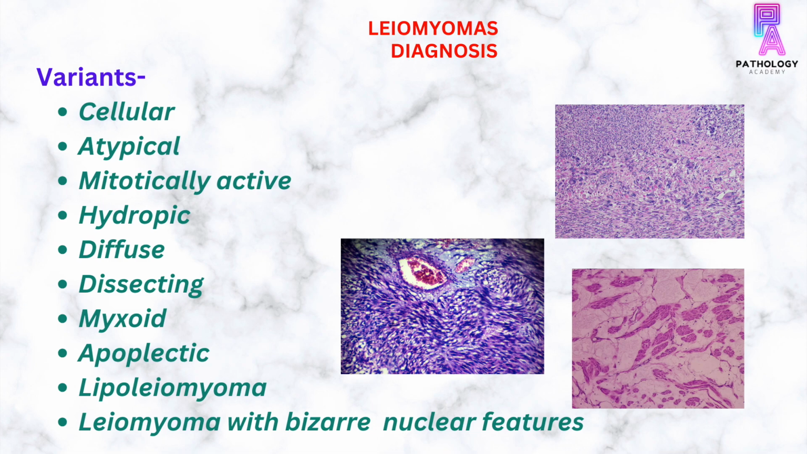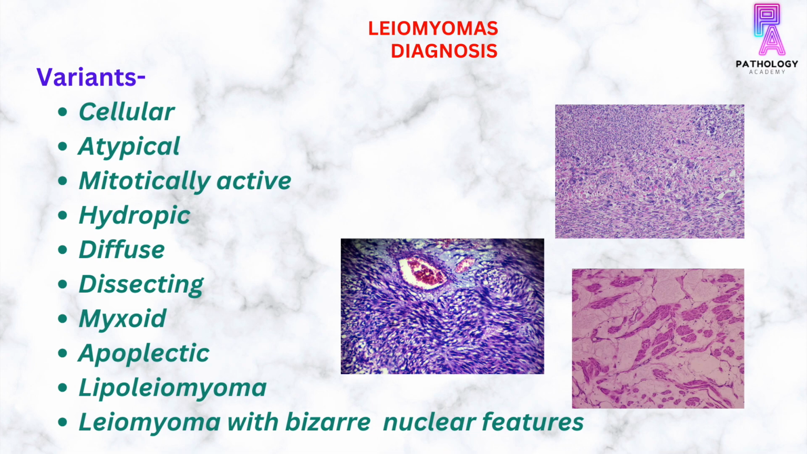Hydropic leiomyoma is when the leiomyoma is having hydropic changes or edema-like changes which give an eosinophilic appearance to the cells and its surroundings. Diffuse leiomyoma: when the leiomyoma is not circumscribed but is in a diffuse fashion, then it is known as a diffuse leiomyoma.